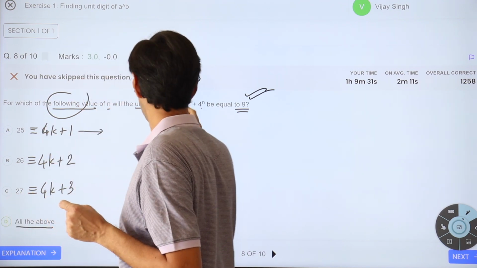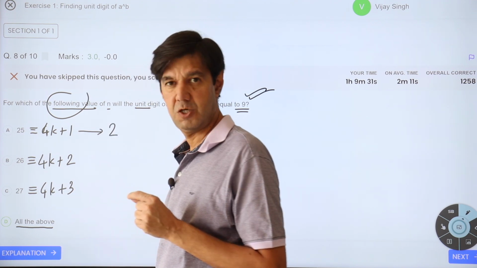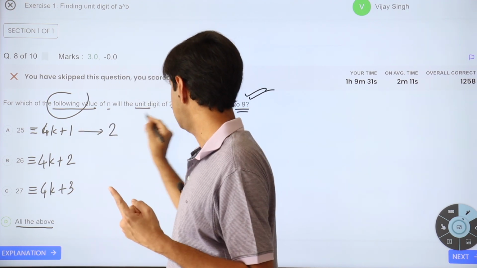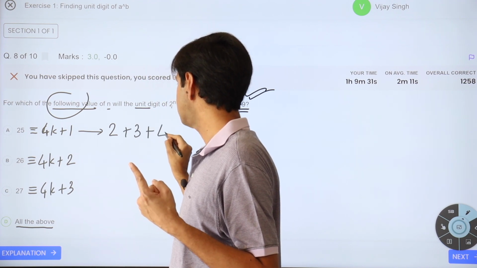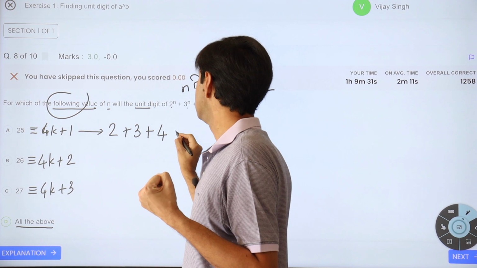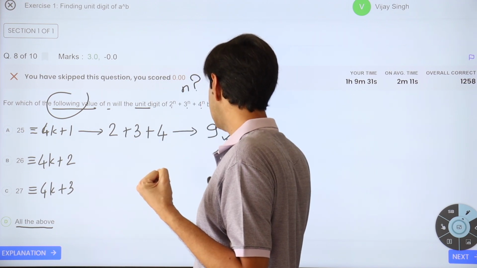Now if n is of this form, 2 raised to n will end with a 2, 2 raised to 1, the first in the cycle. 3 raised to n will end with 3 raised to 1. 4 raised to n will end with a 4 raised to 1. So the unit digit over here is 7 and 2, 9. So we do get 9.